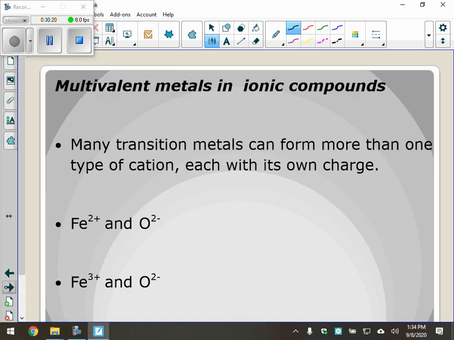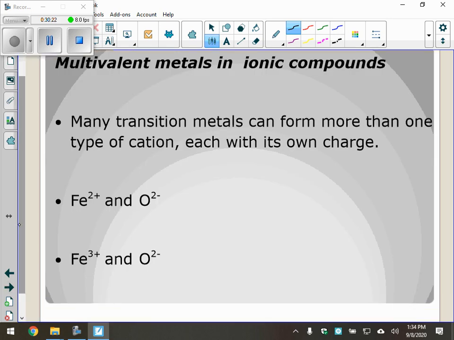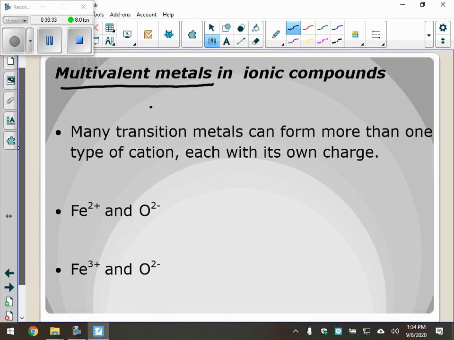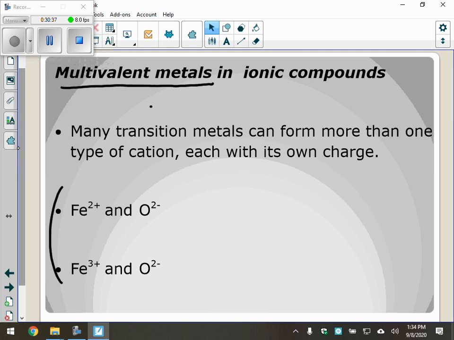A couple more examples here. All I need you to write down here is multivalent metals, basically. Multivalent. And let's just take a look at these two examples right here. I'll let you copy that here. Multivalent metals, and I'll give you just those two right there. What is a multivalent metal?